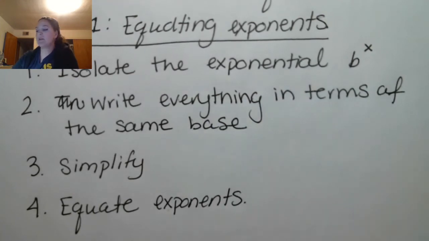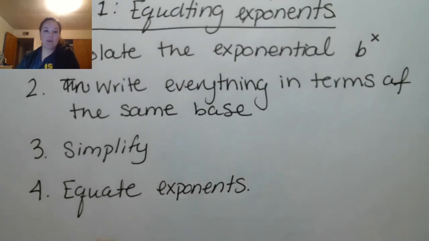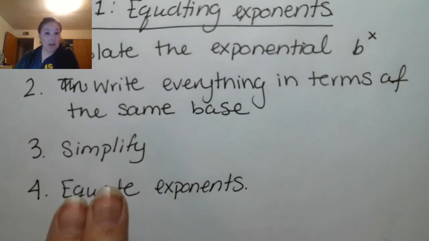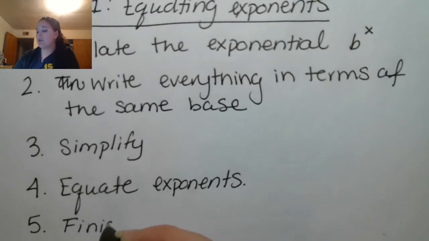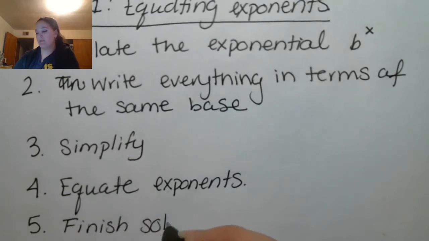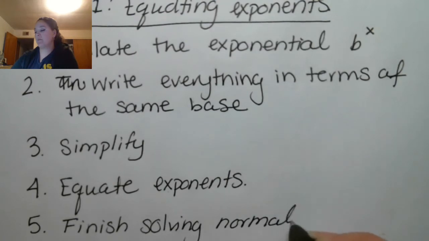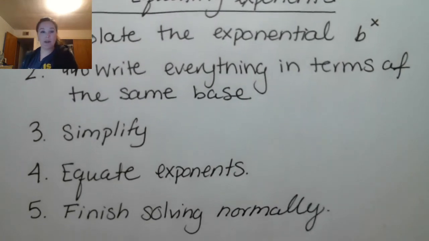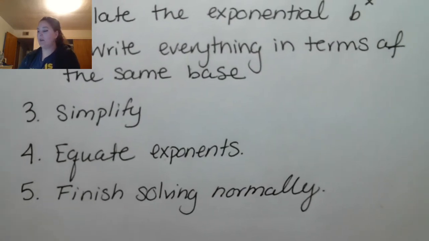So this step is obviously the step that gives the method its name. Equate obviously meaning that they're equal to one another. So you'll see how we do that. And then the last one is to finish solving. Okay, so let's see some examples of using this method.